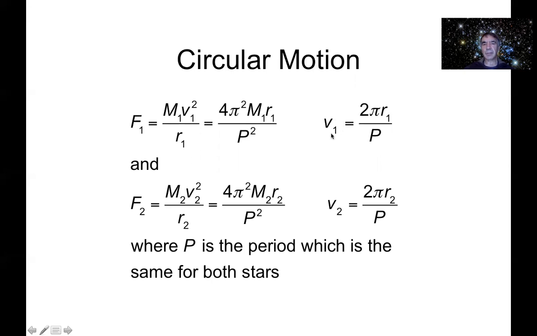Obviously the circular velocity is just the distance traveled to go around one orbit divided by the time it takes to go around one orbit, which is the period. So that's 2 pi r over P. And so we can substitute for v1 in here to give us this expression here. Then star 2 is also doing circular motion, so we can do exactly the same thing for star 2. As I said, P is the period, and it's the same for both stars. So that's the circular motion part.